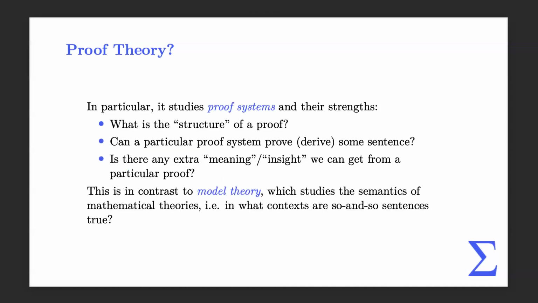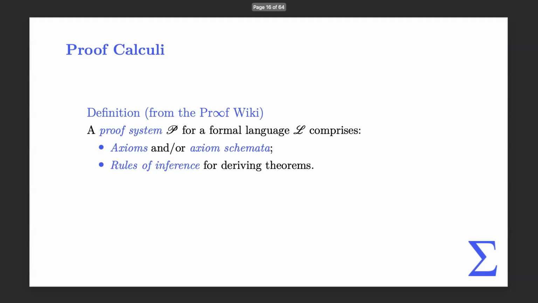In particular, we're focusing on structural proof theory, which studies proof systems and their strengths. So here are some questions that you might want to answer in proof theory. Again, this is in contrast to model theory. Proof theory is a syntactical thing. We focus mainly on the syntax of proofs. Whereas in model theory, we focus on the semantics of sentences. So stuff like: in what models is the sentence "5 is prime" true? Something like that would be model theory. In proof theory, we care only about syntax.